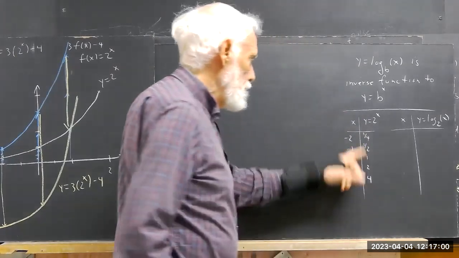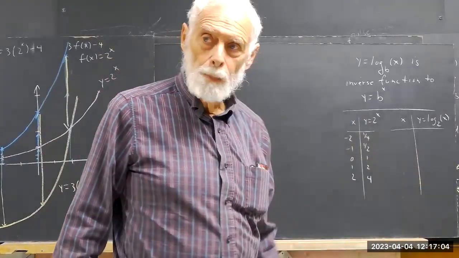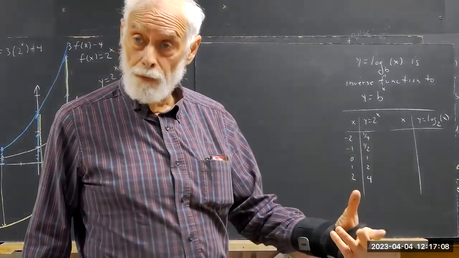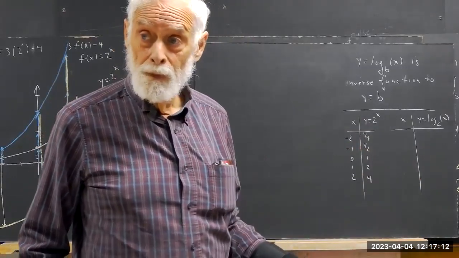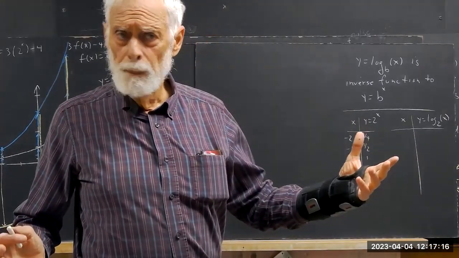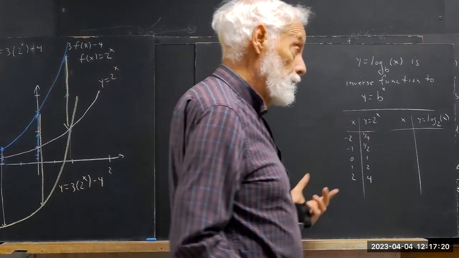You get y values 1/4, 1/2, 1, 2, 4. How do we make a table for the inverse of a function if we've got the table for the function? Well, first of all, we've got to make sure the function is 1 to 1. All exponential functions are 1 to 1, so we don't really have to worry about that, but for other functions, you do sometimes have to worry about that, as you should know.